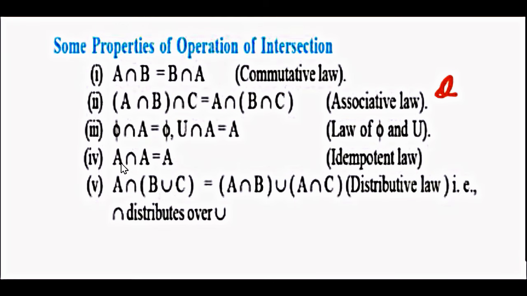And if you want to intersect A with A, that will be the idempotent law. If you have a set, say 1, 2, 3, and you intersect it with 1, 2, 3, the common elements will be 1, 2, 3 only. So you'll get the set again.